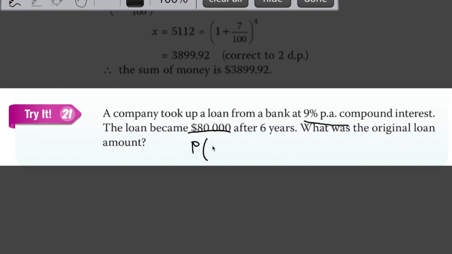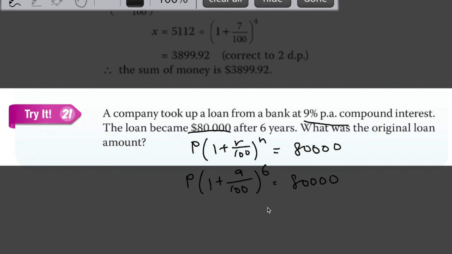So let's look at the formula that we have learned. This will give you the total amount. But what do we know? P is what we want to find, which is the original loan amount, the principal amount. And the interest was 9% per annum after 6 years. So number of cycles, 6 cycles.